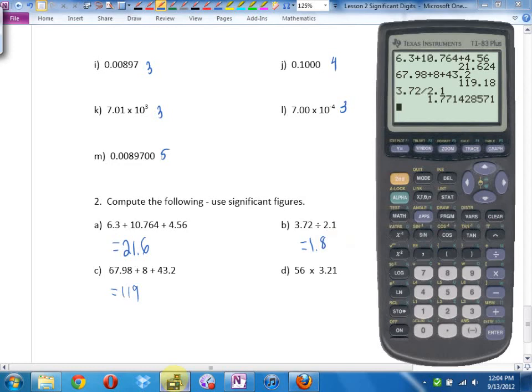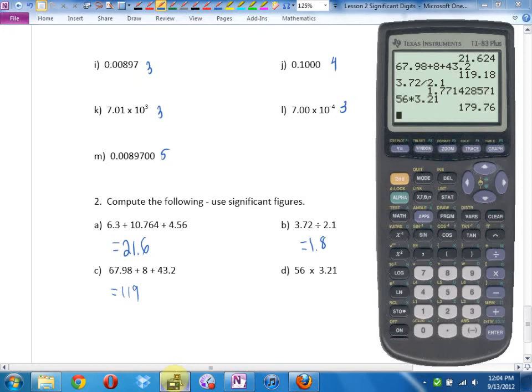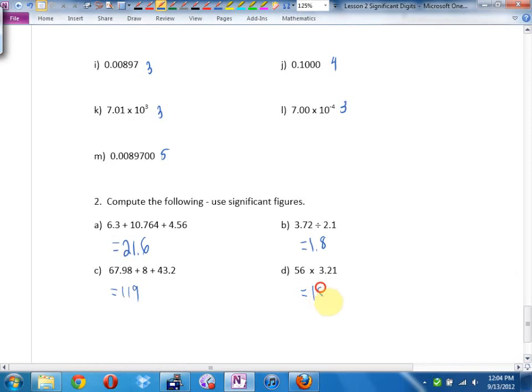The last one, 56 times 3.21. I get 179.76. I have to round this to 2 sig figs, so I'm going to round this to 180. Or you could go 1.8 times 10 to the second, if you do want to do scientific notation. I haven't done a full lesson on scientific notation with you yet. That'll be coming next week sometime.